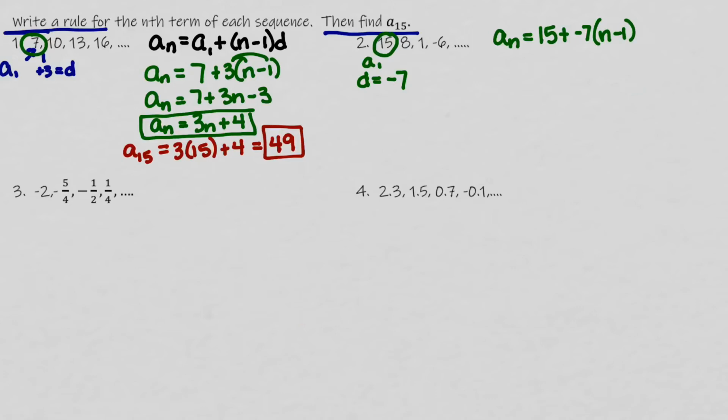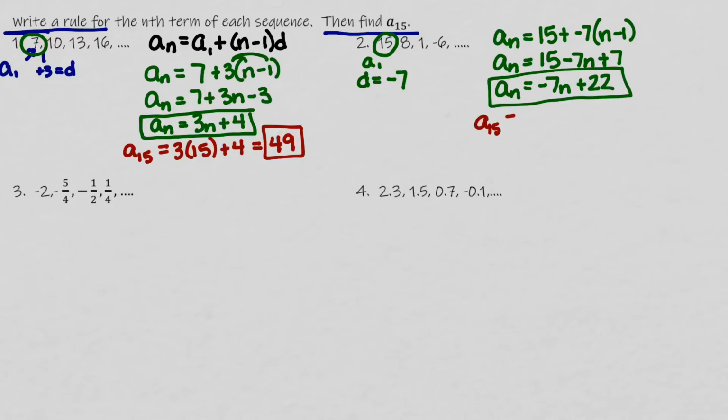And then we are going to distribute that negative 7. So a_n is going to equal 15. And then negative 7 times n is a negative 7n. Negative 7 times negative 1 is a positive 7. Combine our like terms. So I still have that negative 7n. And then I have 15 plus 7 is 22. So there's my rule. And then I need to find that 15th term. So a_15 is going to equal negative 7 times 15 plus 22. And you should get negative 83.